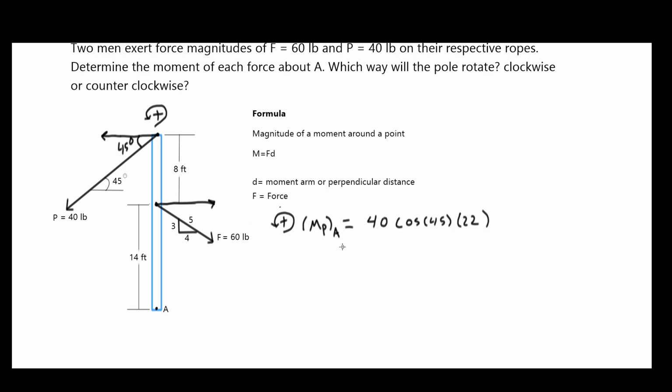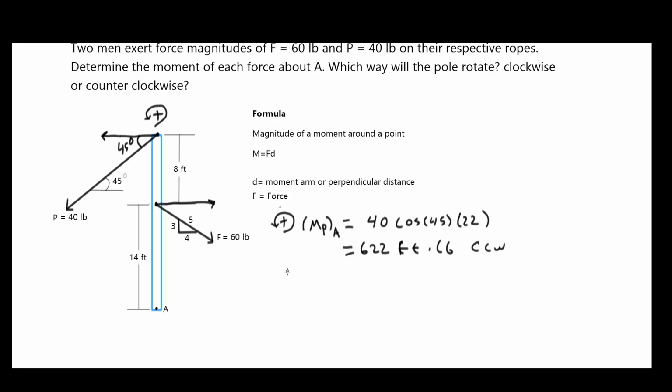And that gives us a value of 622 foot per pound, going in the counterclockwise direction. Since we're calculating using two different units, force and distance, that needs to be incorporated in our final answer. So it'd be 622 feet per pound.